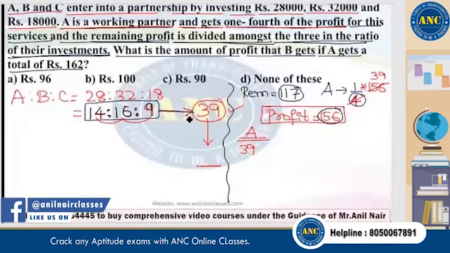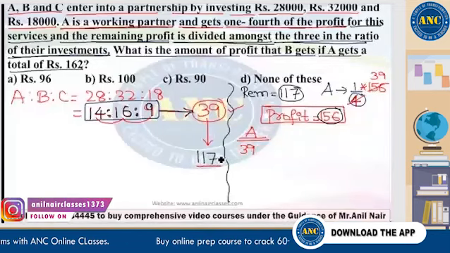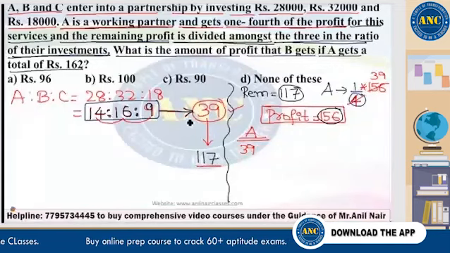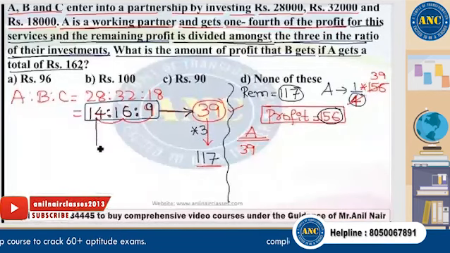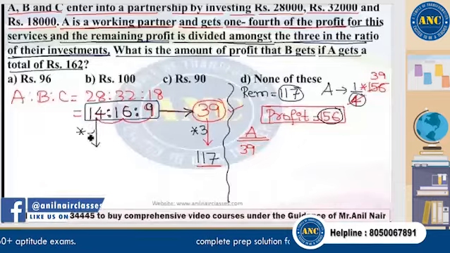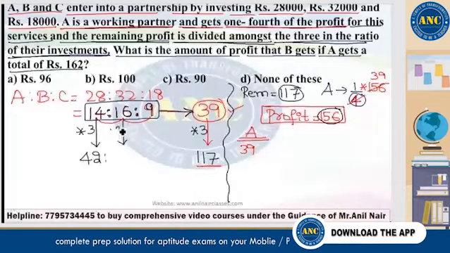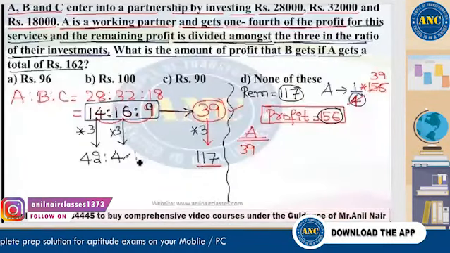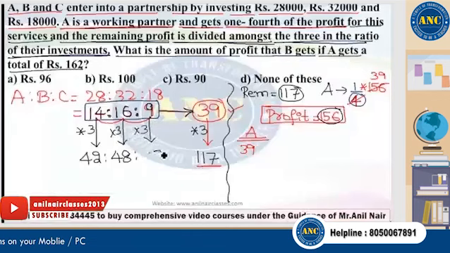According to the ratio, total is 39. According to the question, remaining is 117. 39 should become 117. Multiply by how much? Multiply by 3. 14 also multiply by 3. 14 into 3, A is getting 42. 16 into 3, A is getting 48. 9 into 3, B is getting 48. C is getting 9 into 3, 27.